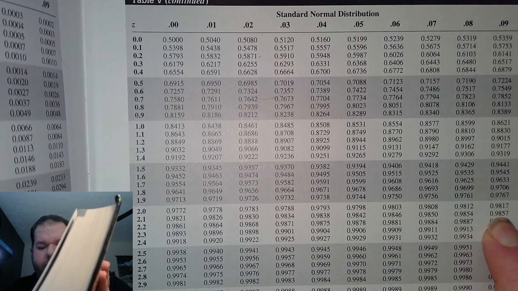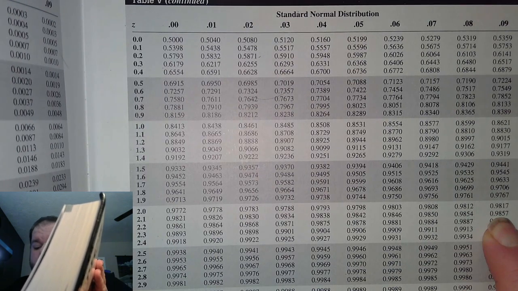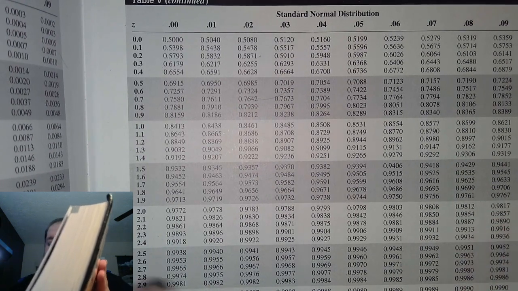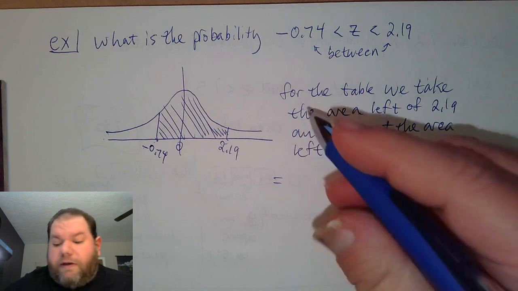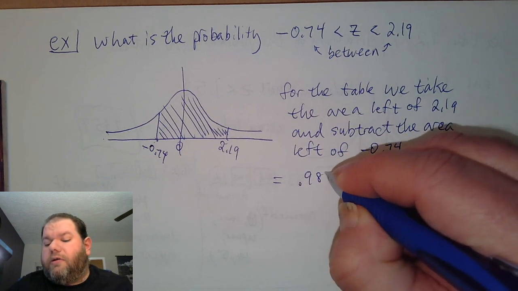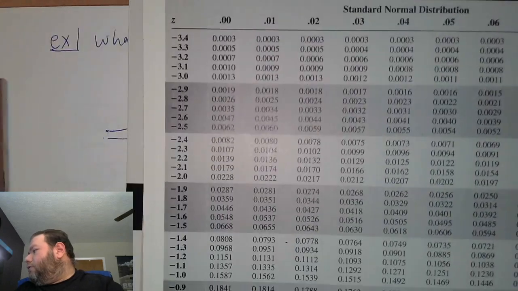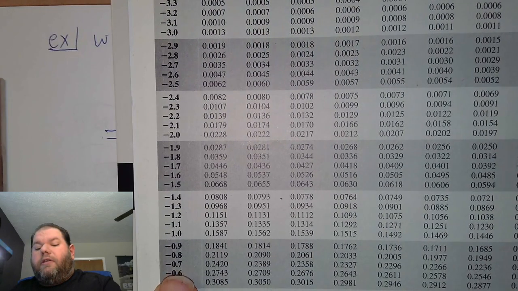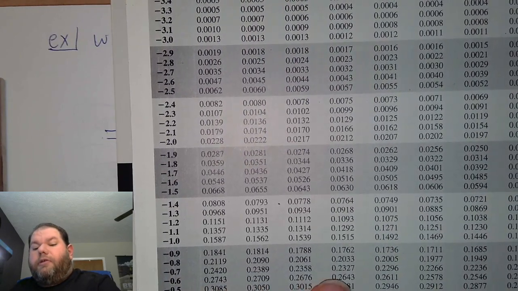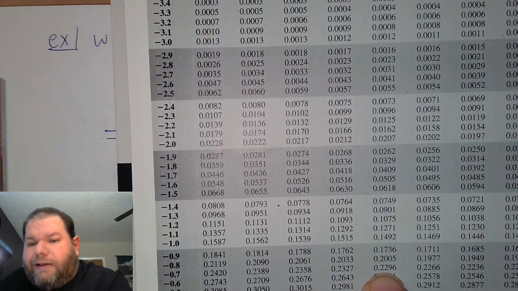If you have trouble reading, that's okay. If you're looking at the book, or I'll have a printout for you for the exam, it should be a little bit bigger, of course. So we said 0.9857 minus, and then we look at the area left of negative 0.74. Negative 0.7 is down here. And then 0, 1, 2, 3, 4. And so that area is 0.2296.